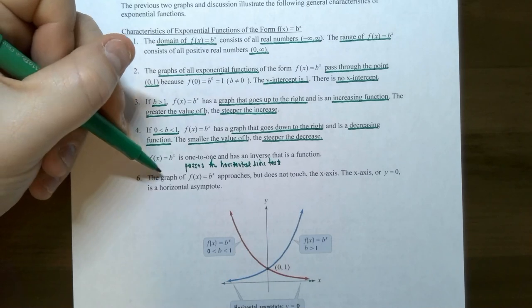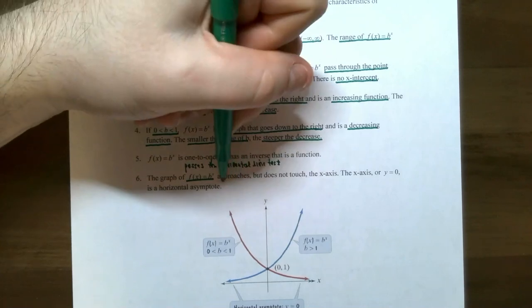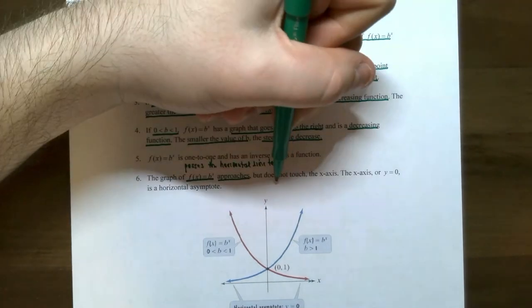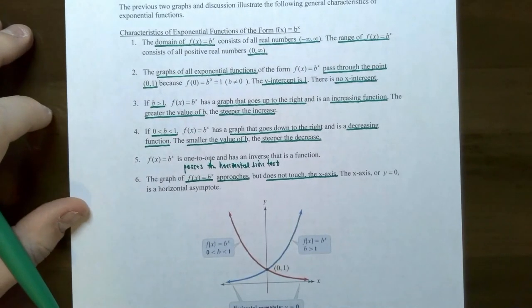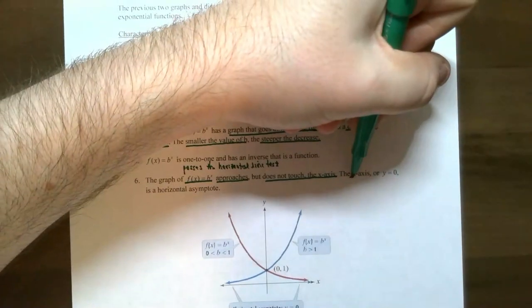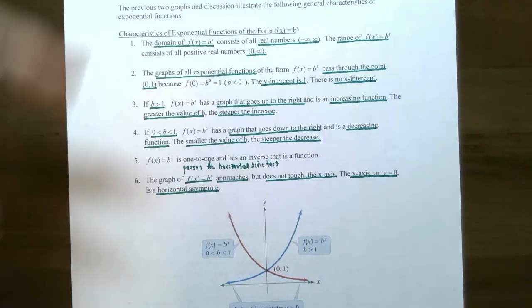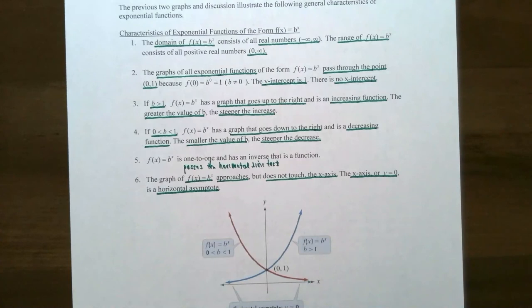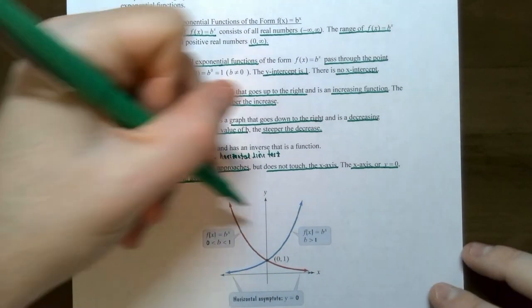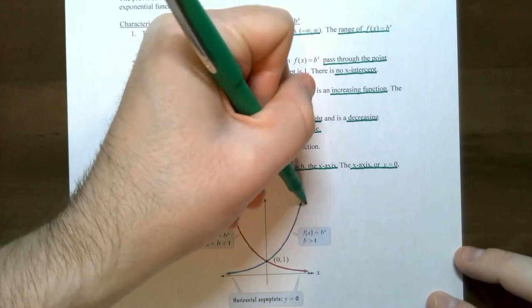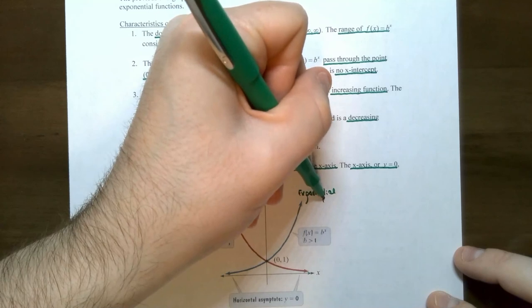The graph of exponential functions approaches, but does not touch, the x-axis. And we saw that with examples 2 and 3, which means the x-axis, or y equals 0, is a horizontal asymptote. So let's label some of the characteristics that we found in this graph. If it's exponential growth, the graph is increasing. So that's this graph in blue.